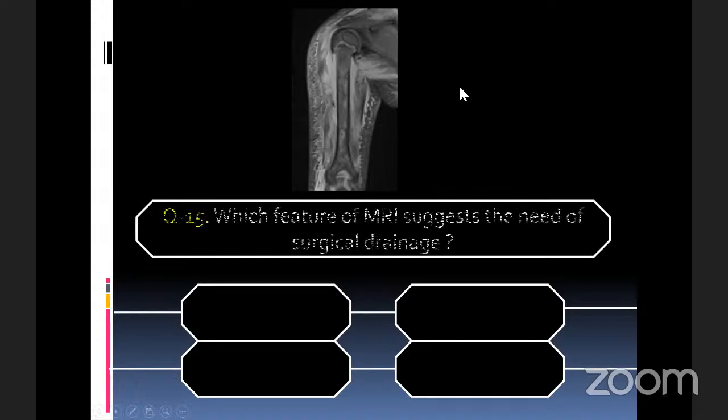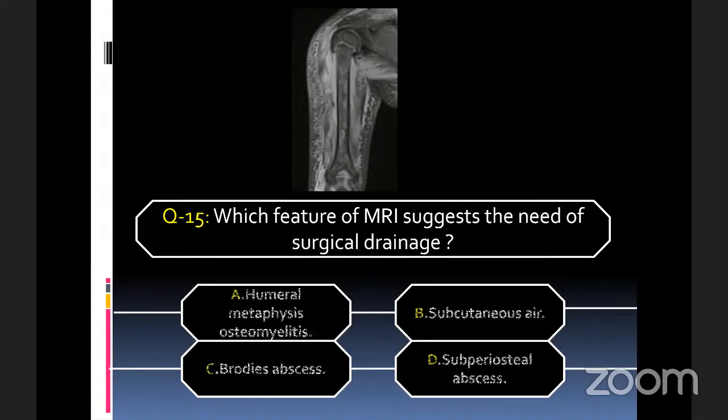Next is, which feature of MRI suggests the need of surgical drainage as shown in the picture? First is humeral metaphysis osteomyelitis. Second is subcutaneous air. Third is Brodie's abscess and subperiosteal abscess.